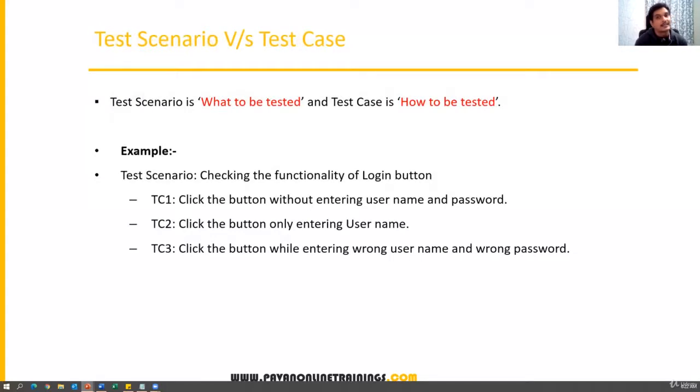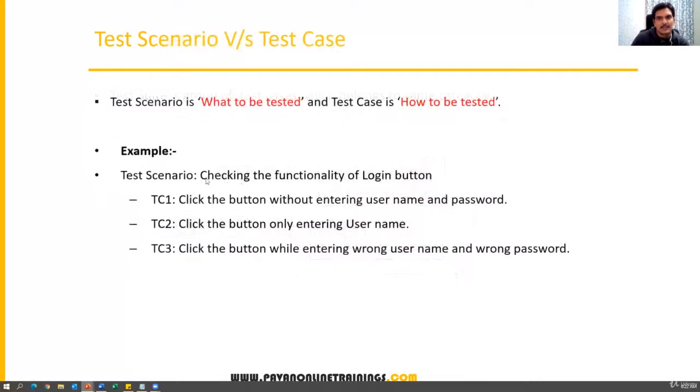Now, test scenario versus test case. To write the test case, first we need to have a test scenario. And from where will we get the test scenario? From the use case. Based on the use case, we will derive multiple test scenarios, and for each test scenario, we will have multiple test cases. Test scenario describes what is to be tested, and test case describes how it is to be tested. For example, here this is my test scenario.